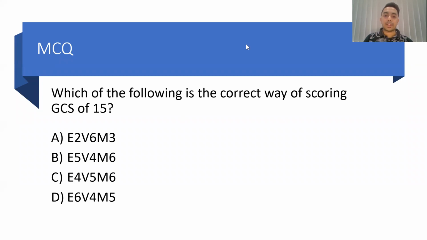Yes, that is correct. The answer is C. So here you want to see that it's E4, V5, M6. An easy way to remember is 4, 5, and 6. They're just consecutive numbers. So when you write the GCS, if the patient has a GCS of 15, write it as E4, V5, M6.